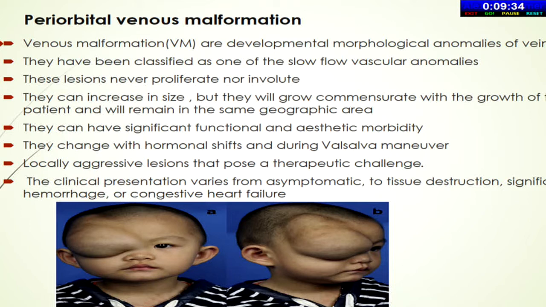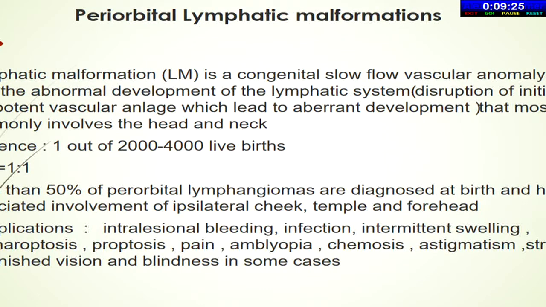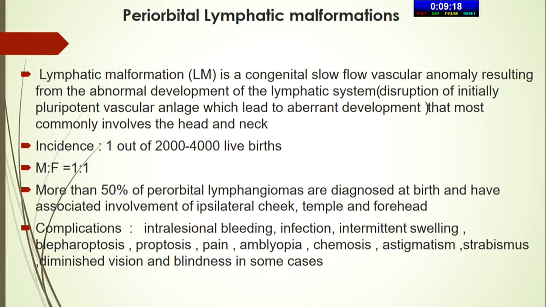But the pure venous ones, these are some of the characteristics: slowly growing, well circumscribed. And the lymphatic malformations, again, are a congenital slow flow vascular abnormality resulting from abnormal development of the lymphatic system. And these are the incidence and the sex ratio. Usually they are diagnosed at birth, and most of them affect the head and neck region.